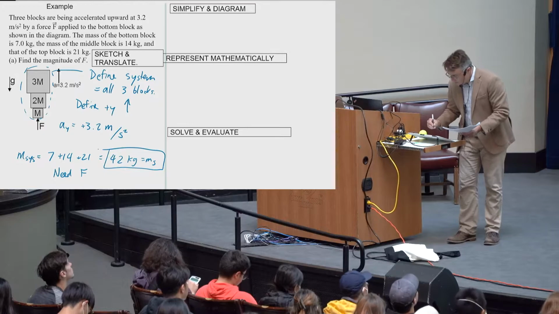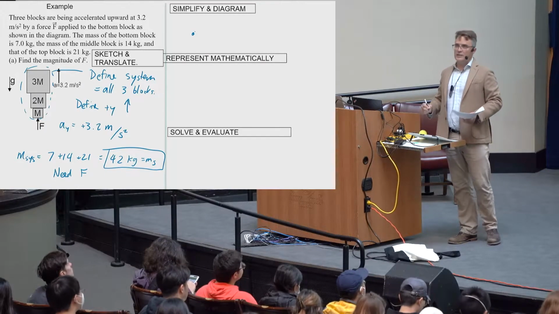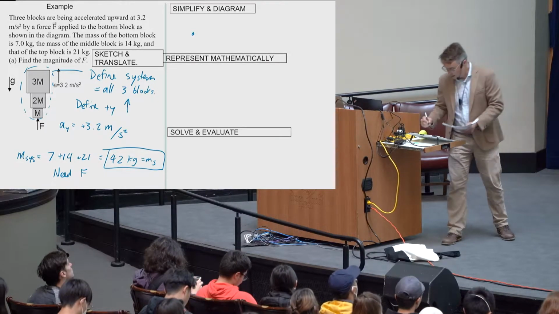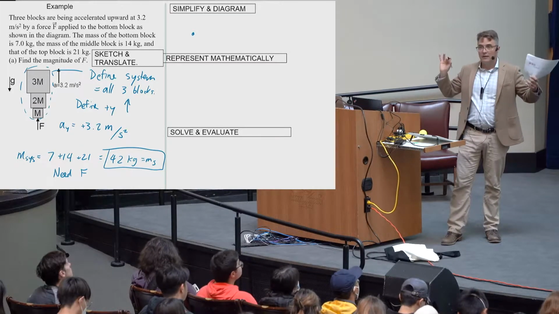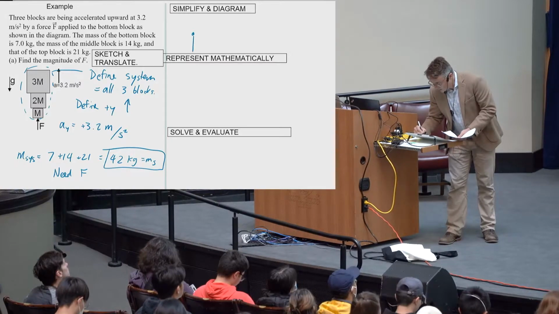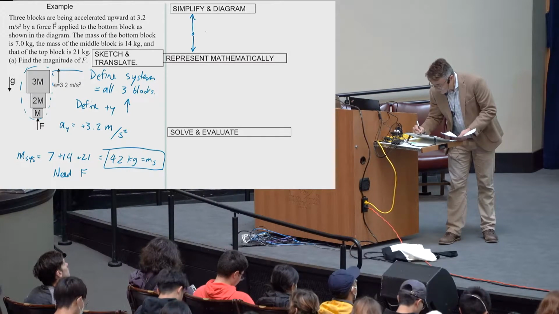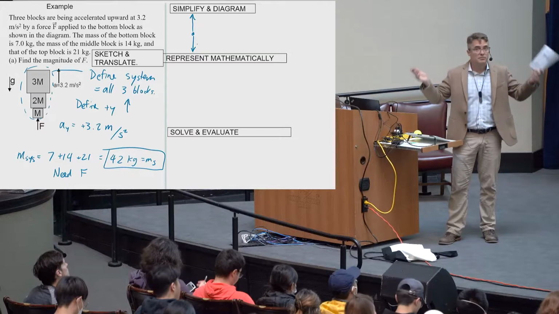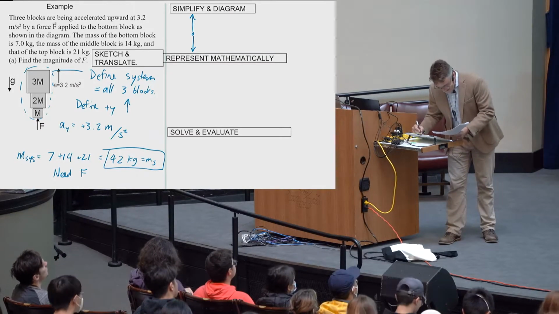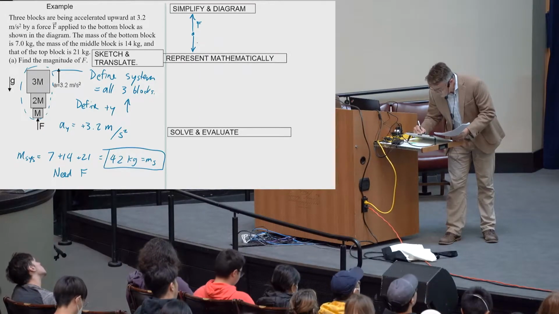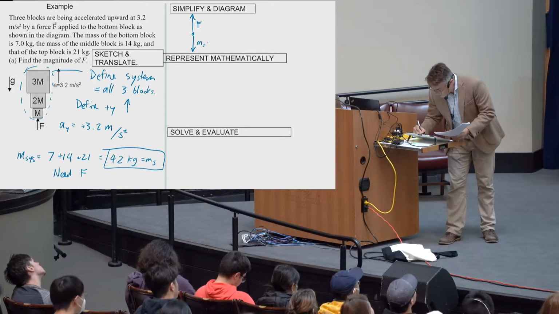Okay, so in the simplifying diagram step, that's usually where I draw the force diagram. So what are the forces? On the whole system, I think there's only 2, actually. You don't have to worry about all the internal forces between the blocks because I defined the system to be all of them. So it's going to be a part B, which will be harder. Okay, so there's F, and there's M system times G. That's it.